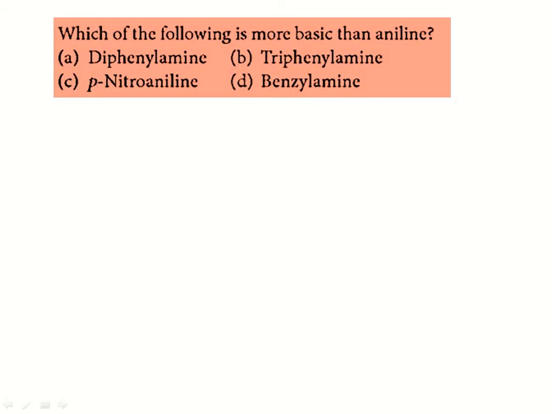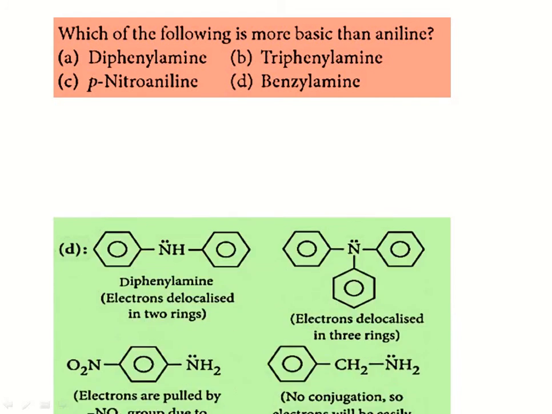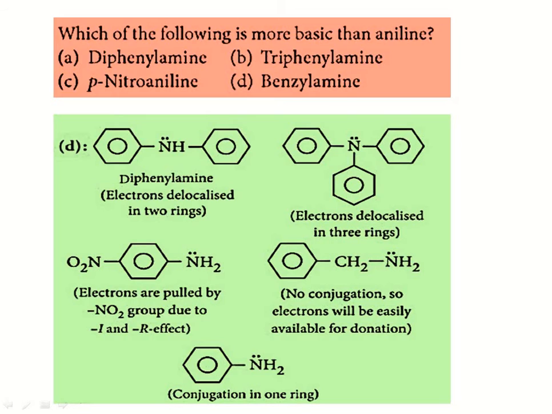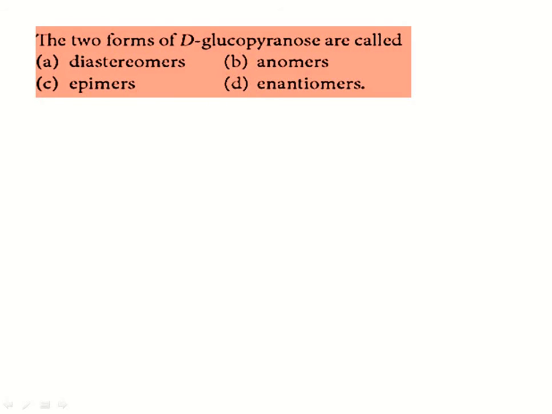Next question. Which of the following is more basic than aniline? See, the nitrogen should connect with the sp3 carbon. Such a case is available only in the options we have, that is benzylamine. Benzyl means that CH2 is linked with NH2. So no conjugation is happening because of that one. Otherwise, the basic strength decreases.